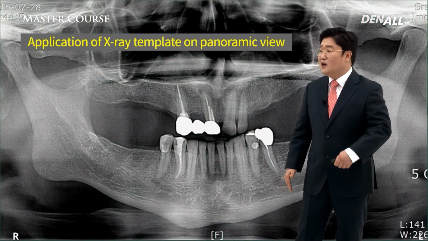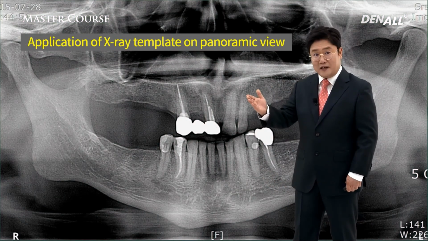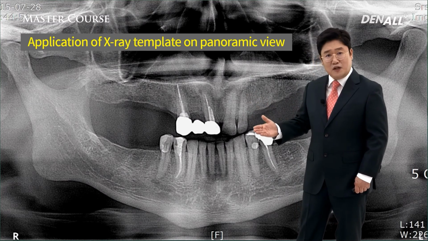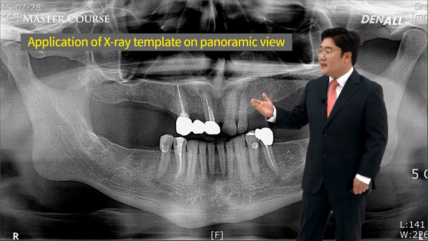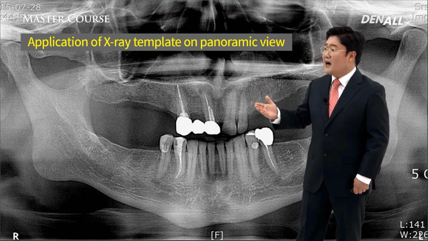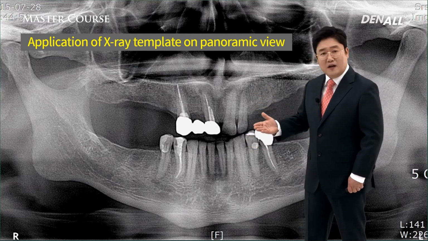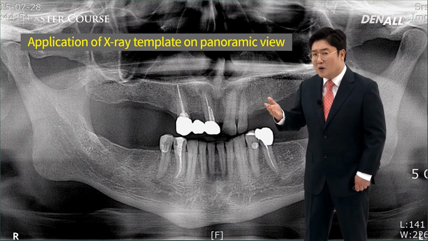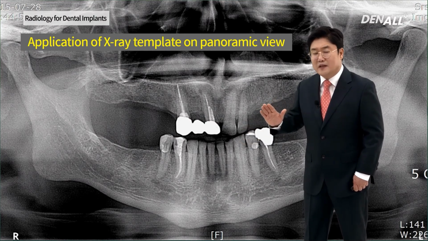How can we use such X-ray templates? Implant surgery is planned for this patient in this case. Upper posterior, lower posterior regions, implants will be placed there bilaterally. What process did we take in the past?